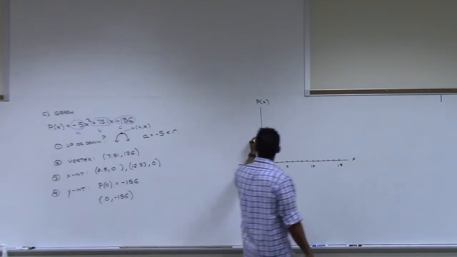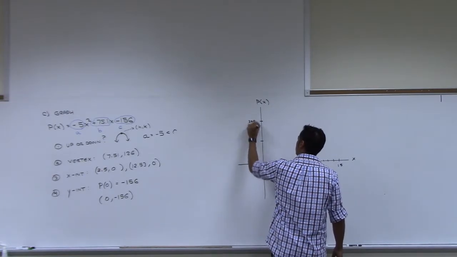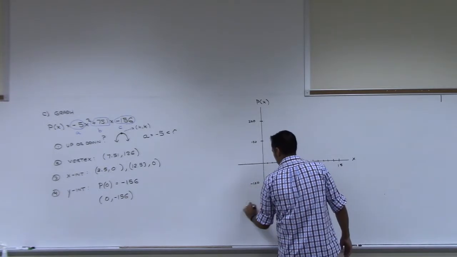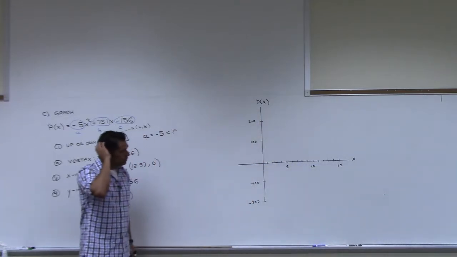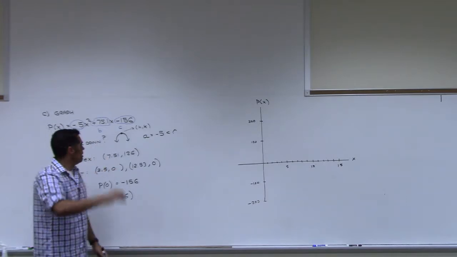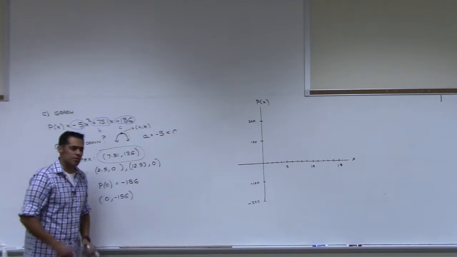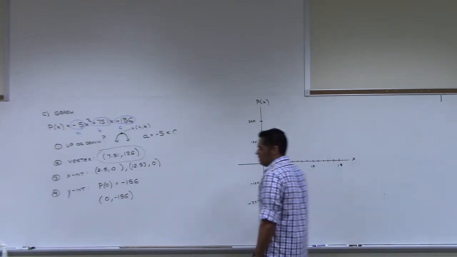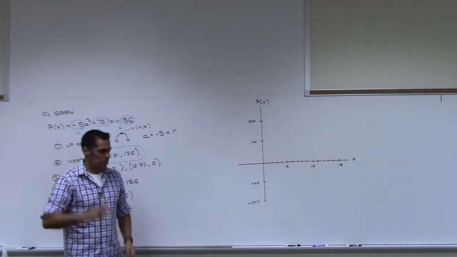All right, so what I'm going to do is this. I'm going to say this is 100, and that's 200. This is negative 100 and negative 200, just to get an idea of scale. And now we start plotting all of our points. And we will start with the first thing that we got, which was the vertex. So I'm going to draw this in red because this is not going to be my final picture.